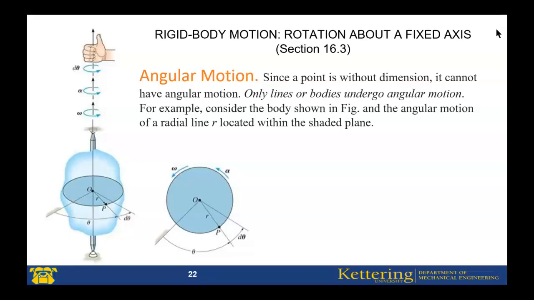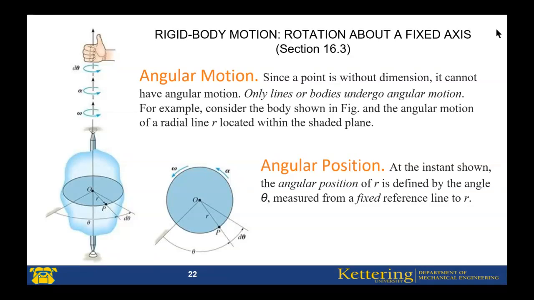Now, this view is the top view of the rigid body rotating. The point P is rotating on a circular path, and we use theta to show the position of the point P from a reference. Theta is called angular position, and it's measured from a constant reference.